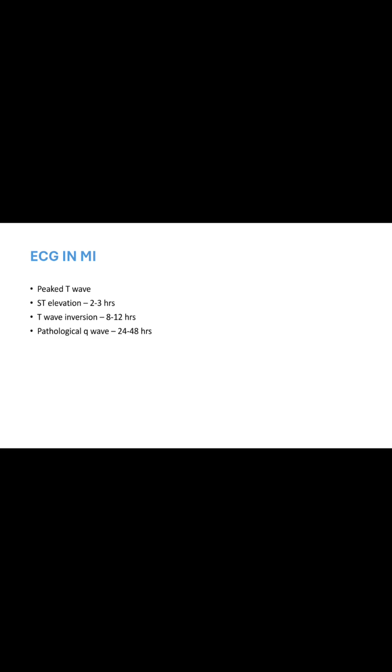What are the findings you can get in ECG in MI? Mainly we're talking about ST elevation MI. In ST elevation MI, the initial finding is not ST elevation, it's peaked T wave. Okay, acute ischemia, you get peaked T wave. ST elevation takes around 2 to 3 hours.